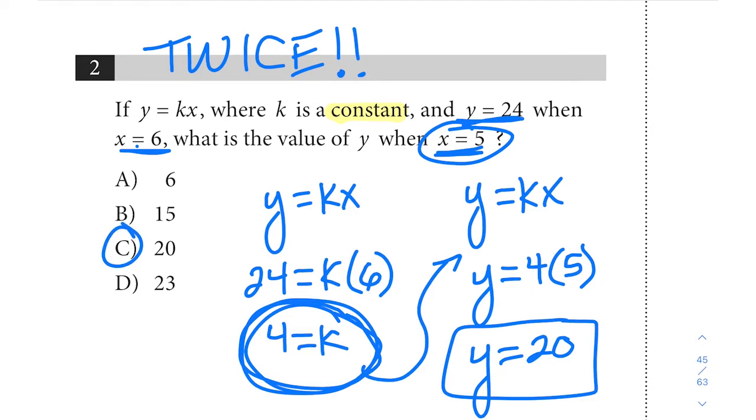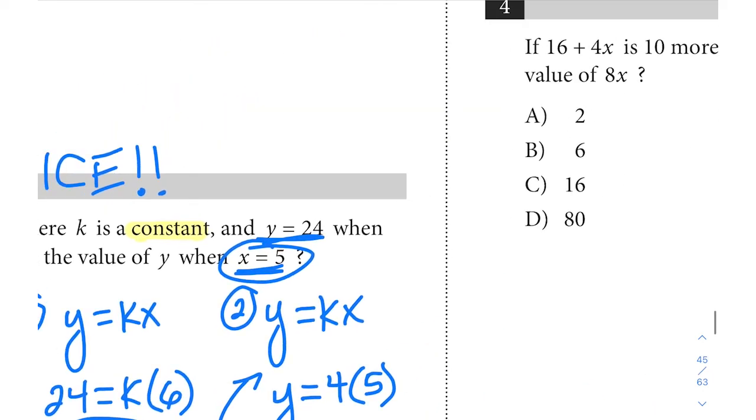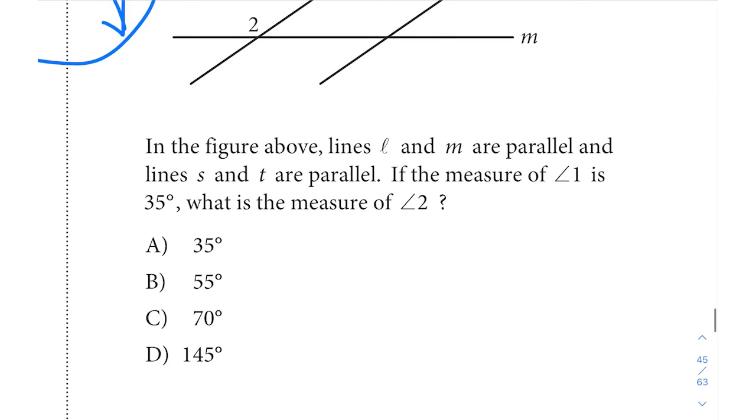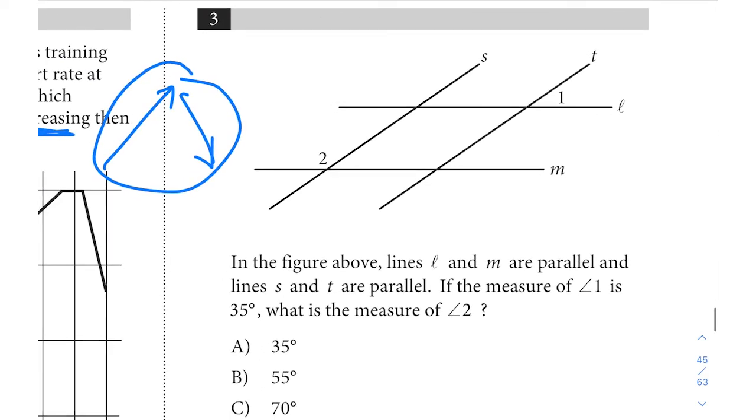So if you're ever unsure on those proportionality questions, just make sure that you set up that same equation twice. Do it once, find that proportionality constant, and then do it a second time to find whichever variable in question is the one that they're looking for. Alright, let's move over here to question 3.